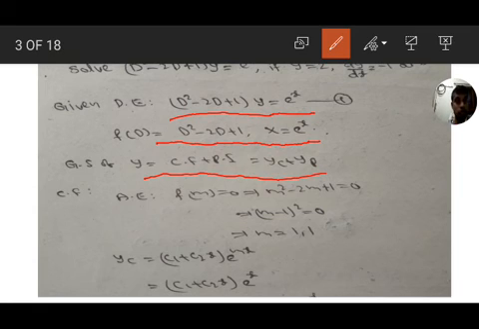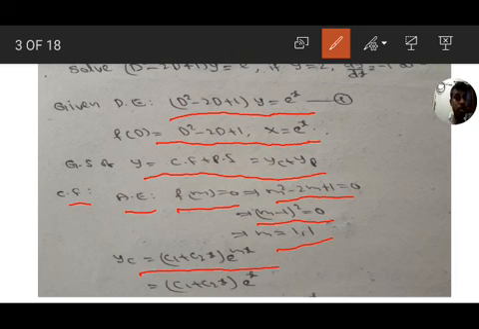So complementary function, auxiliary equation f of m equal to 0, m square minus 2m plus 1 equal to 0. So (m minus 1) whole square equal to 0, a square minus 2ab plus b square. Therefore m equal to 1, 1, roots are real and equal. Therefore general solution, that is complementary function, that is (c1 plus c2x) e to the power of mx, m equal to 1, so (c1 plus c2x) e to the power of x.